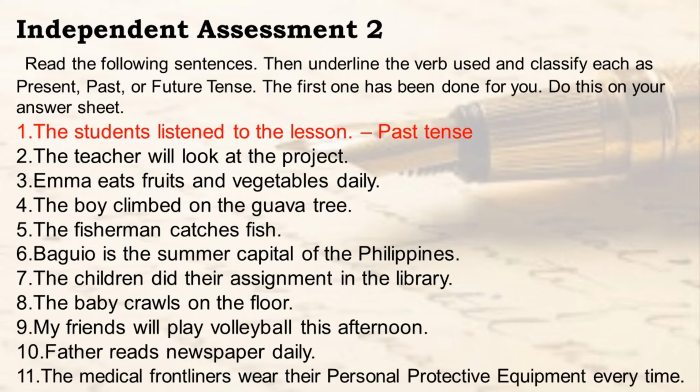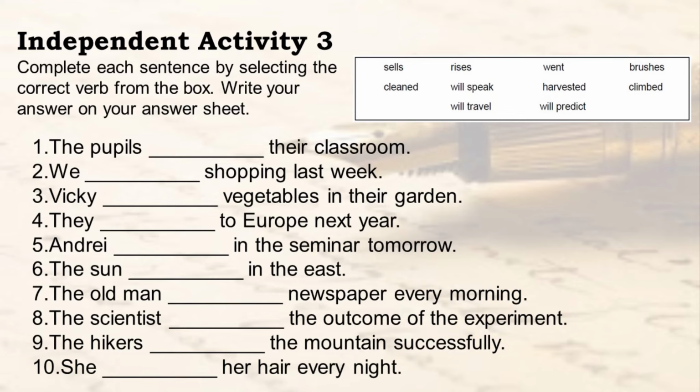8. The baby crawls on the floor. 9. My friends will play volleyball this afternoon. 10. Father reads newspaper daily. 11. The medical frontliners wear their personal protective equipment every time.